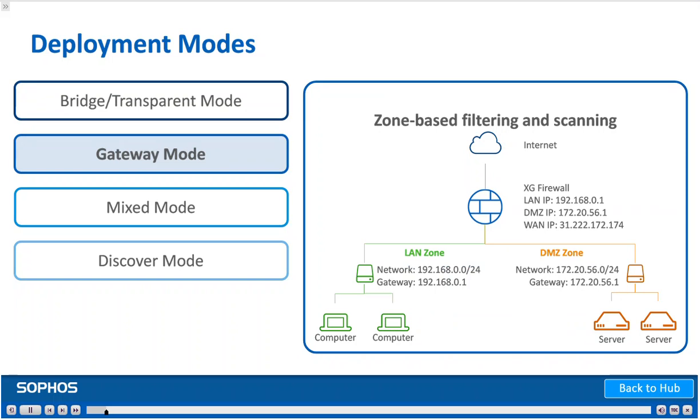In gateway mode, Sophos XG Firewall provides zone-based filtering and scanning and acts as the entry and exit point for other networks and subnets. In most cases, the Sophos XG Firewall is the default gateway for the computers on the internal networks that it is protecting.